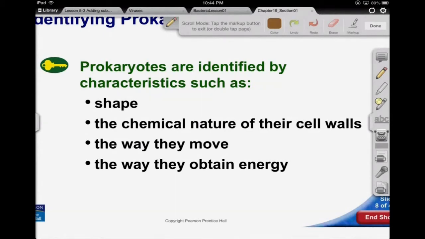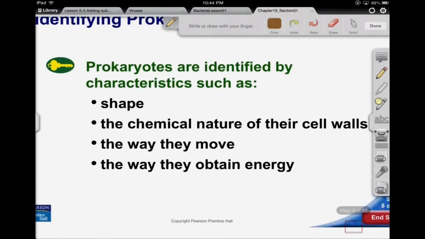A couple ways we can do that. Method number one, we can identify them based on their shape, and I'll go over that in a minute. We can look at what the compounds are that make up their cell walls, check out that too, see what kind of structures they have for moving, if they move at all, and then we look at their metabolism. How do they get energy, right? Do they eat other things? Are they heterotrophs? Are they autotrophs? Can they make their own energy through photosynthesis? Or are they what we call chemotrophs? Can they produce their own food by breaking down chemicals in nature?